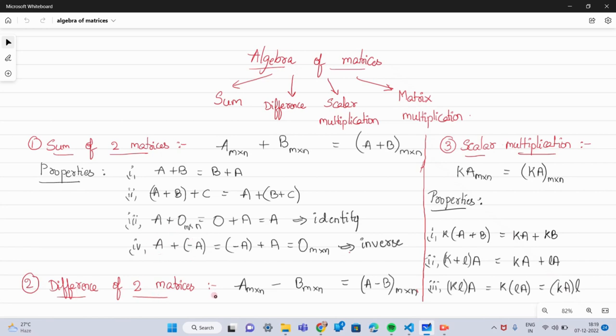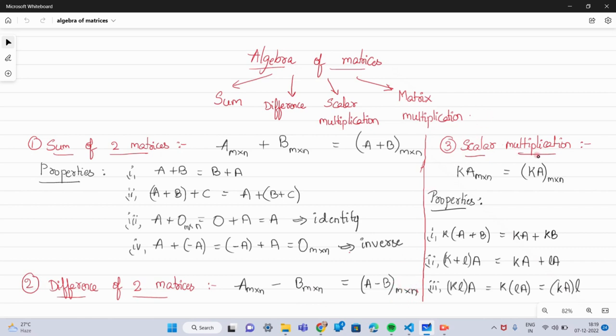Next, coming to the difference of two matrices, it is similar to the sum. A and B are two matrices of the same order m cross n, then the output will just be the difference of the corresponding elements of these two matrices having the same order m cross n.